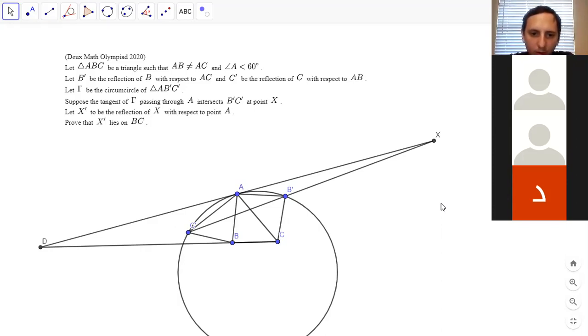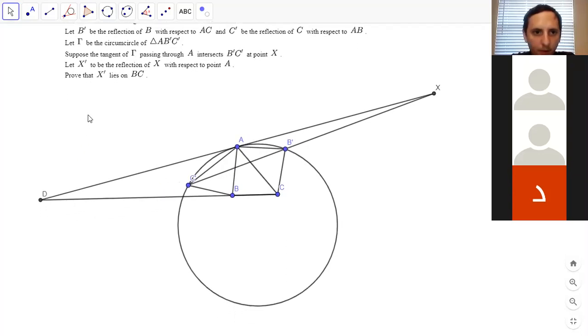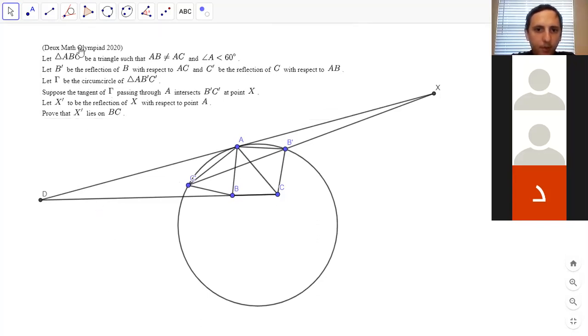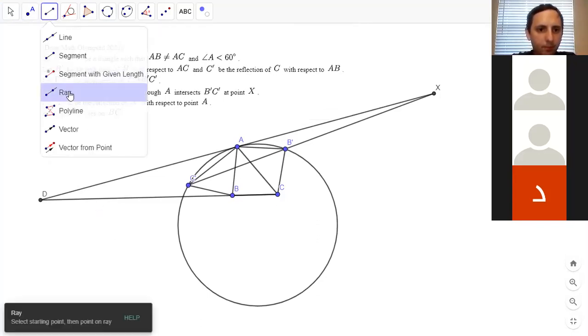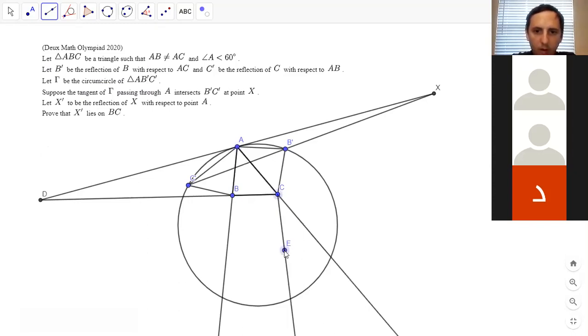Extend AB and AC to meet the circle. Well, let me see first. Let me see if the circumcircle of ABC is tangent to that line. No, it's not. Okay, so I'll extend those two. I can actually move this up a lot if I want. That looks better. So, oops.